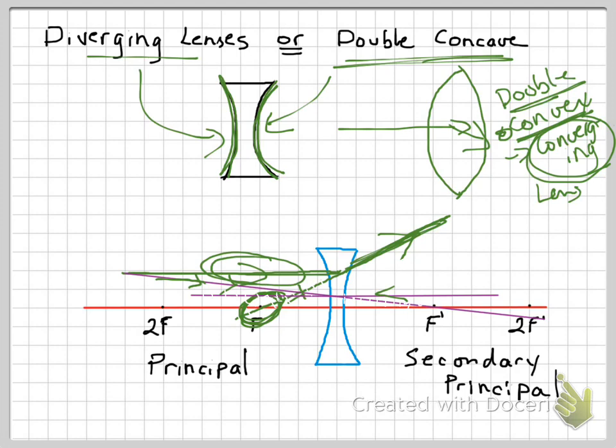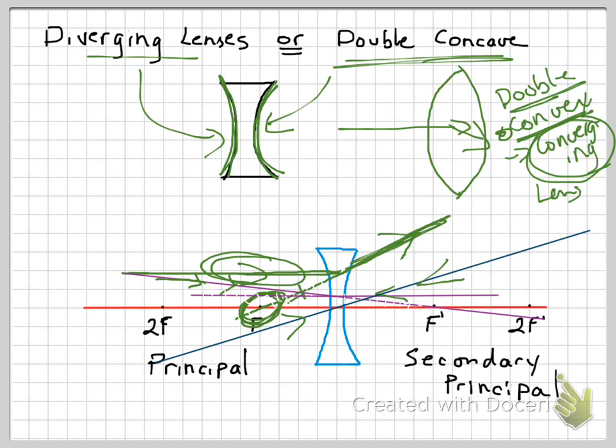Those are our two primary rays that we can use. We can also use an additional one. That additional one is going to go through the optical center. You're going to have your incident ray. Nothing gets refracted because it's going right through the middle, and then it refracts right back on itself. So in total, you really have three rays.